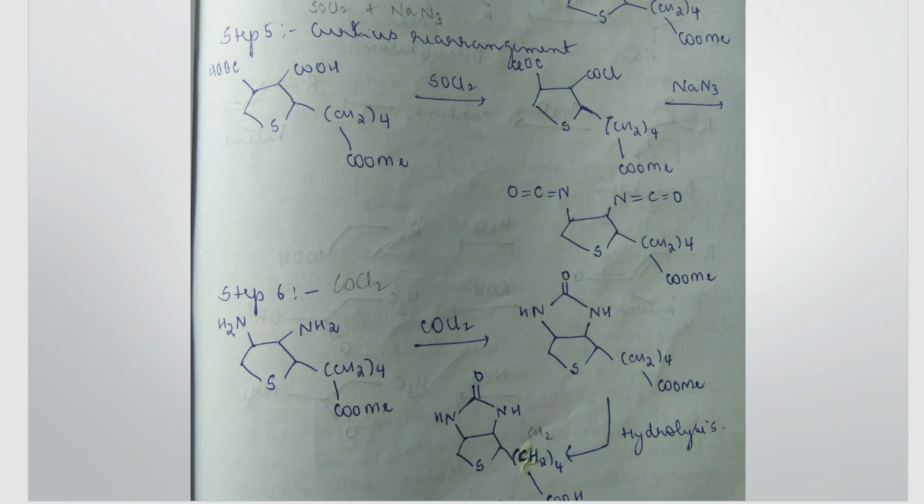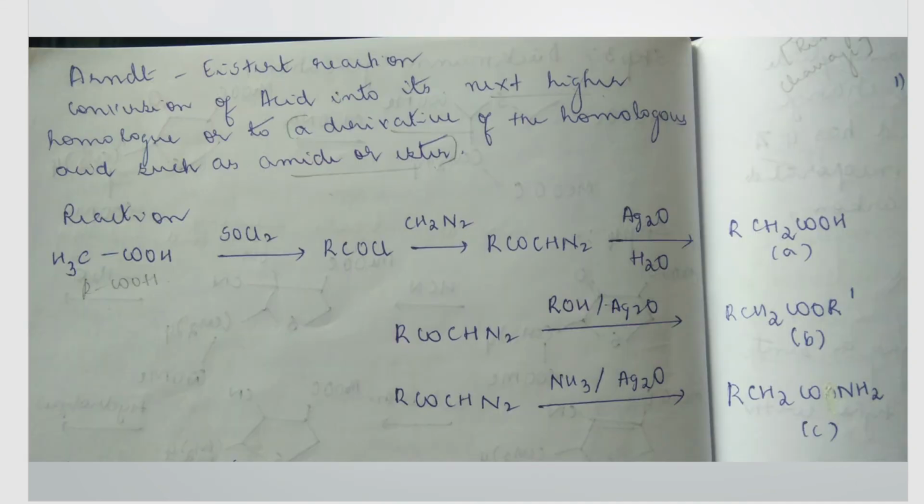Next, we are studying the next synthesis, that is the Arndt-Eistert reaction. So here what happens, we are converting an acid into a higher homologue or some derivative of that homologue. So acid is converted into either an amide or an ester. So here you can see the reaction, that is the reaction of Arndt-Eistert synthesis. So here you can see we are starting off with a simple acid like CH3COOH.